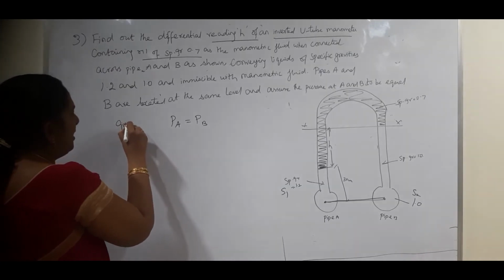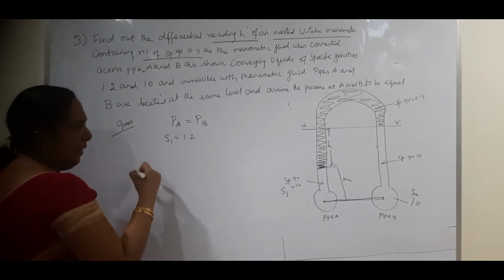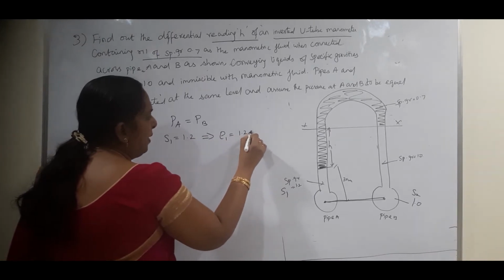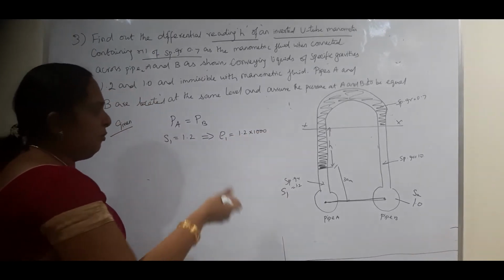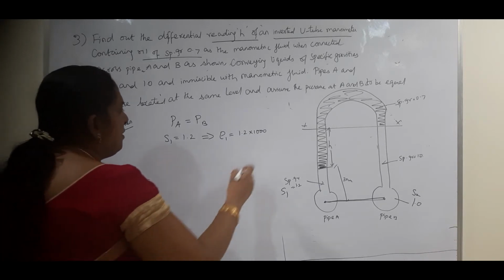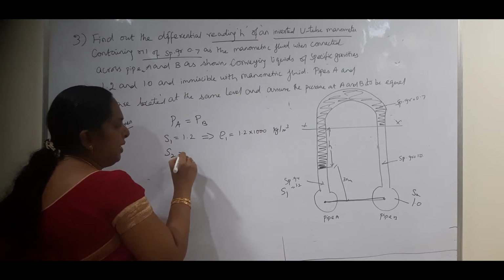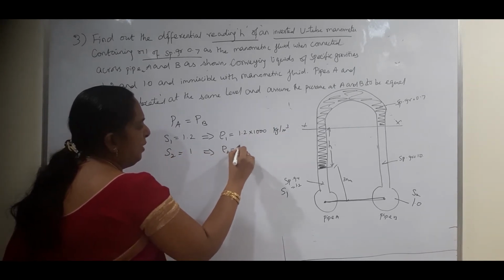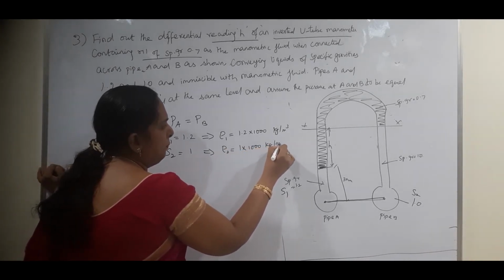And what are the other things they have given you? They have given you the specific gravity of the liquid at A. So automatically we know the density. Density is equal to 1.2 into 1000. By this time you might be well versed with how to find the density. So this is kg per meter cube. Similarly, I want to know S2. The S2 value is only 1. So rho 2 is 1 into 1000 kg per meter cube.